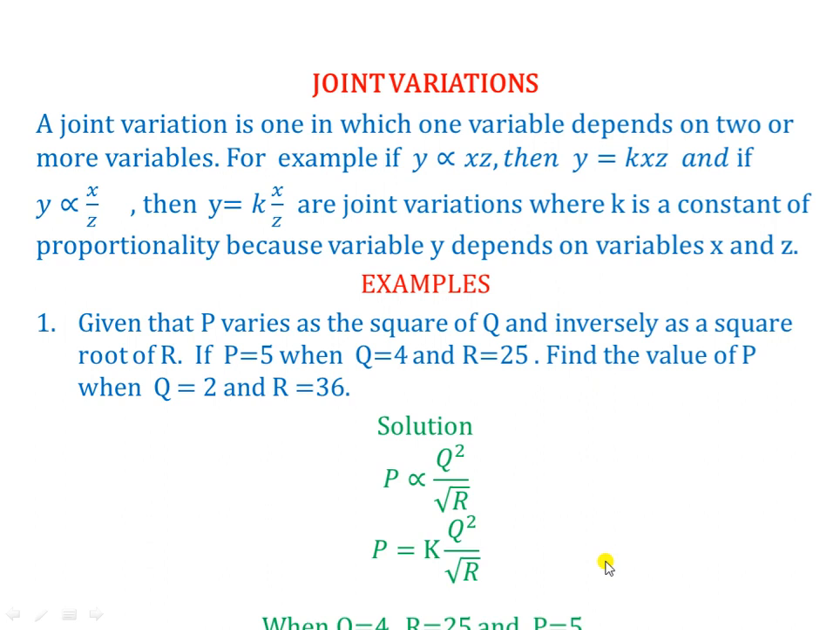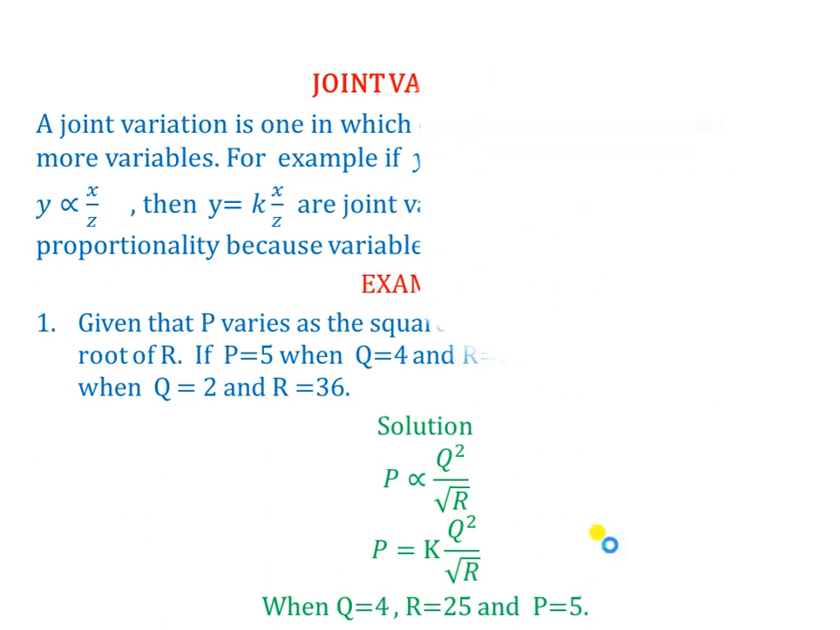Then after that, we simply take up the conditions given. Remember, we are given q as 4 when r is 25 and p is 5. So where there is p, I will put 5, where there is q, I will substitute 4, and where there is r, I will substitute 25. When I do that, I will come up with this next step here.